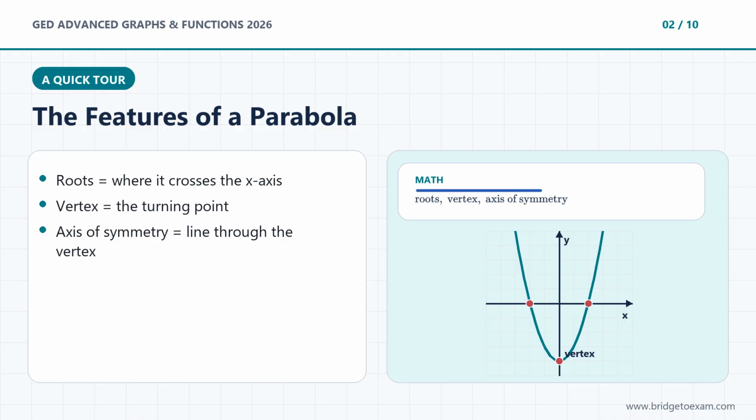The roots are where the curve crosses the x-axis, the x-intercepts. The y-intercept is where it crosses the y-axis. The vertex is the turning point, the lowest or highest spot. And the axis of symmetry is the vertical line straight through the vertex that splits the curve into mirror halves.